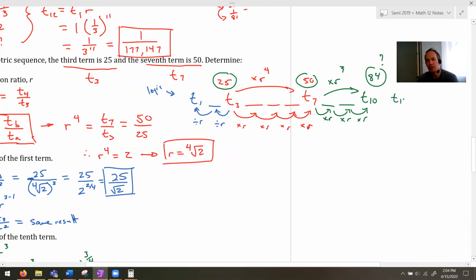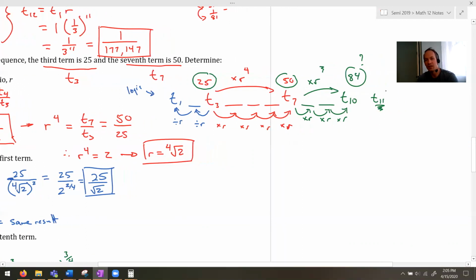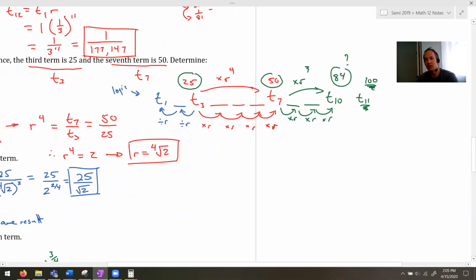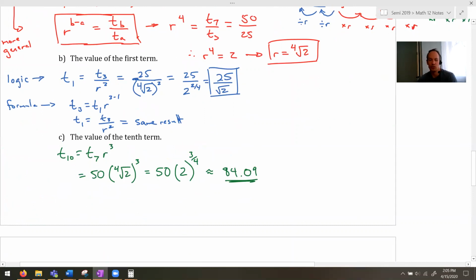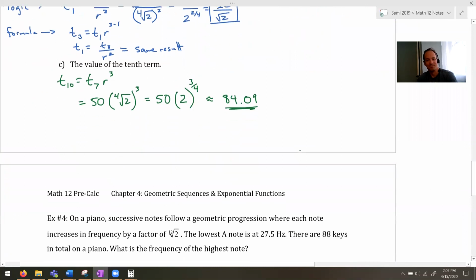Here's a little skill testing question. What would be the 11th term? I'll give you a hint. You don't need to use a formula. Think about it. Pause the video and actually think about it. Okay, so if you actually did that pausing, you would realize, hopefully, that 25 is T3. You move forward 4 spaces to get to T7, you're at 50. What happens if you move another 4 spaces to get to T11? That would actually have to be exactly 100. And if you work it out with a formula, I can guarantee you it's going to work. Okay, so having 84.09 actually seems reasonable. Hope we didn't make a mistake.